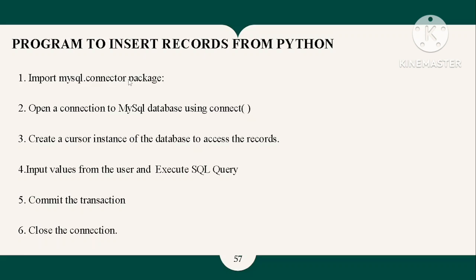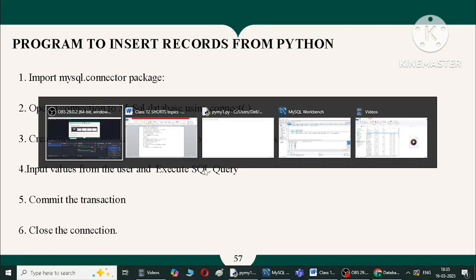Import mysql.connector, declare a connection object using the .connect method. Inside that, you need to declare 4 arguments: host, username, password, database name. Then declare a cursor object, input the values from the user that are to be inserted, and create the SQL query and execute it. Then commit the transaction because you are making some changes in the data. Then close the connection. So totally there are 6 steps.